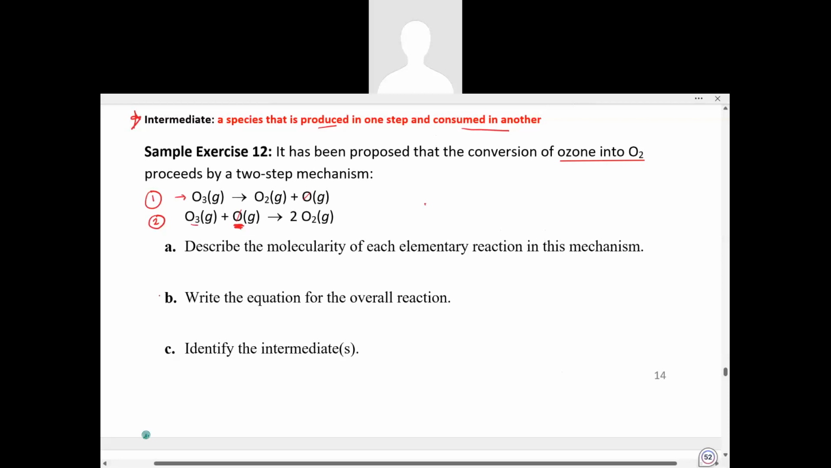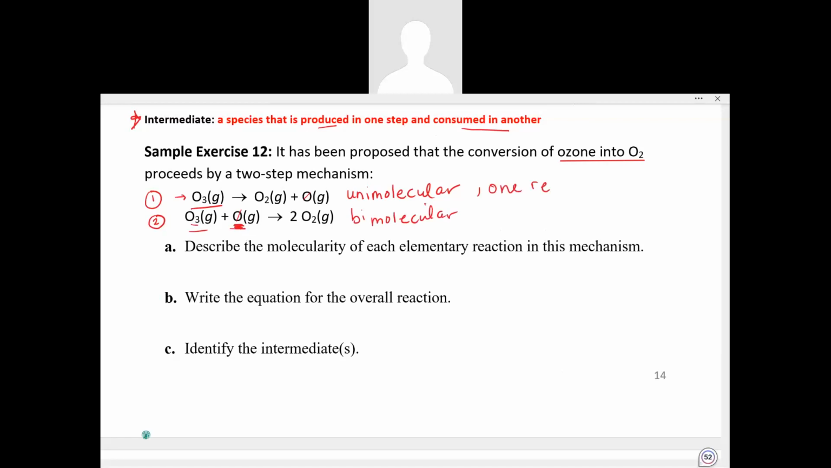In part A here, we're asked to describe the molecularity of each of these elementary reactions in the mechanism. So step 1, we would describe this as unimolecular, because as you see, only one molecule is involved in this process. Let's see, in the second step here, we have 2 molecules. So this will be considered bimolecular. So again, we have one reactant, and here we will have 2 reactants. All right, so that answers part A.